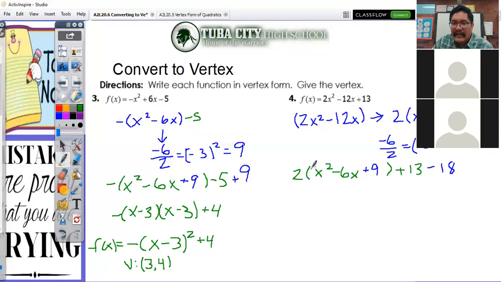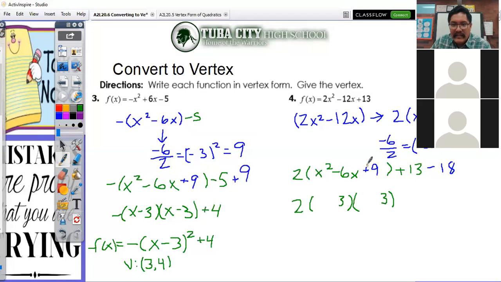Now let's go ahead and factor this out. So this 2 stays there. We didn't do anything to get rid of that 2, so it's going to stay there. And I need 2 numbers that multiply to positive 9, but will combine to make -6. Now in this case here, that's pretty easy. And again, they're going to be the same number.